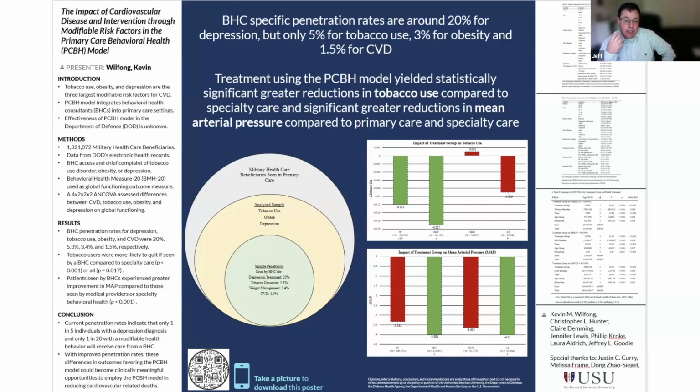And so from this, in less than 30 seconds, you know that BHC, behavioral health consultant specific penetration rates are around 20% for depression, but only 5% for tobacco use, 3% for obesity, 1.5% for CBD. And that using the PCBH model yielded statistically significant greater reductions in tobacco use compared to specialty care. Even this is probably too much text, even as I'm looking at it and reflecting on it. So I don't present these as exactly what you should do, but it is an example of trying to incorporate some of what Dr.